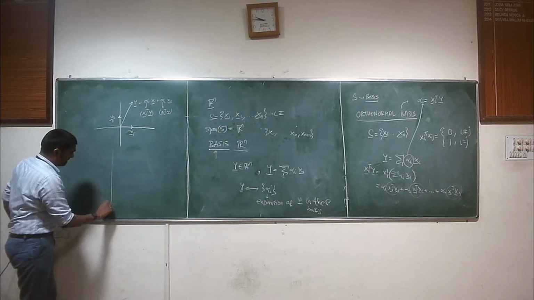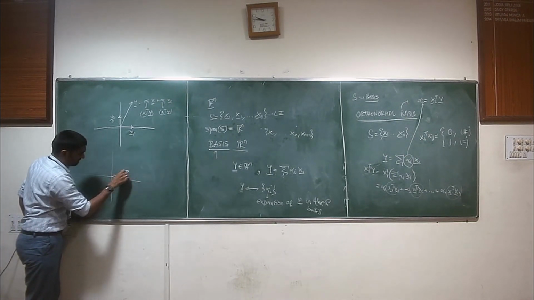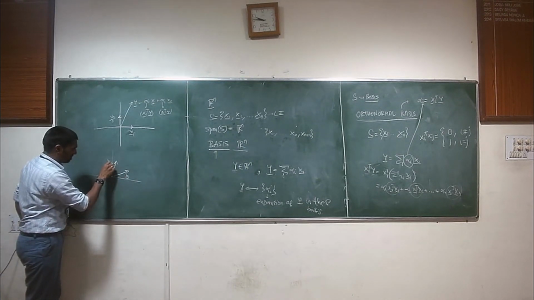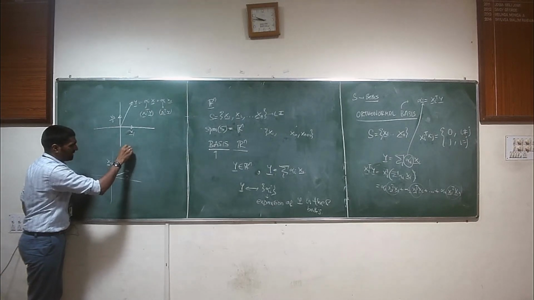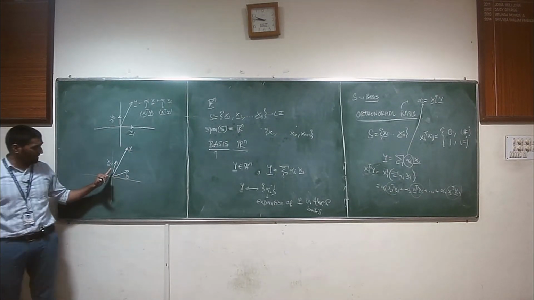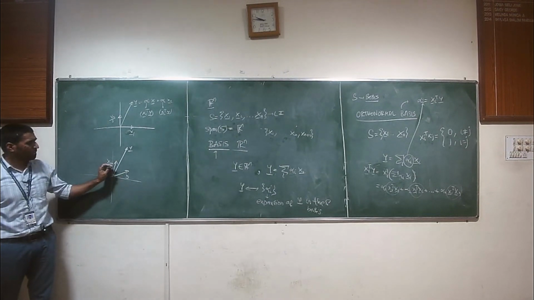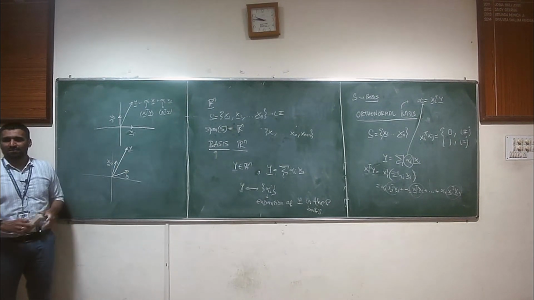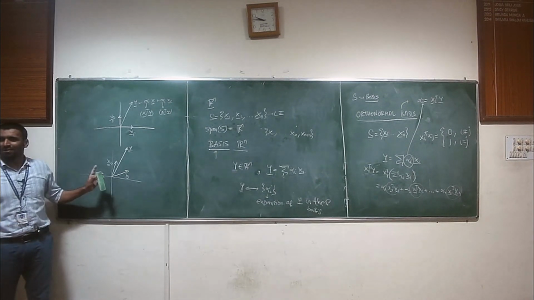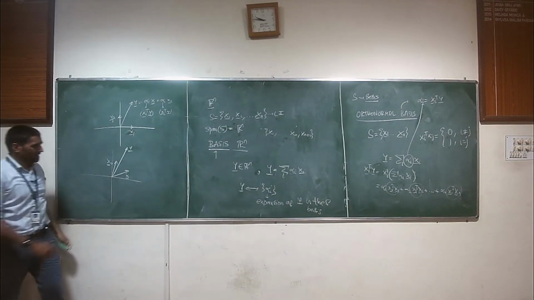But if I had this, then this is my y. How much of x1 do I choose and how much of x2 do I choose so that the linear combination of those gives me y? So it's not as easy as here.